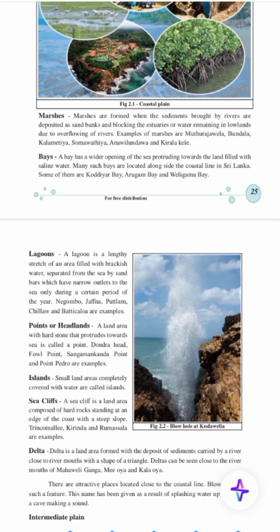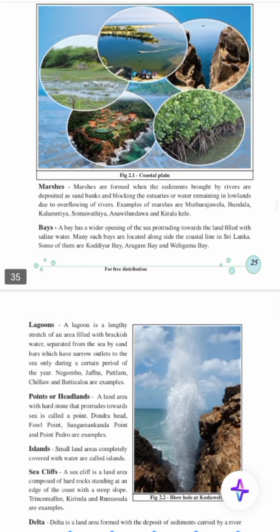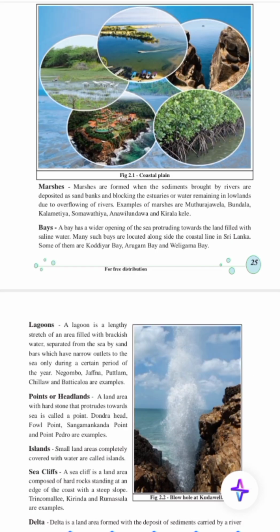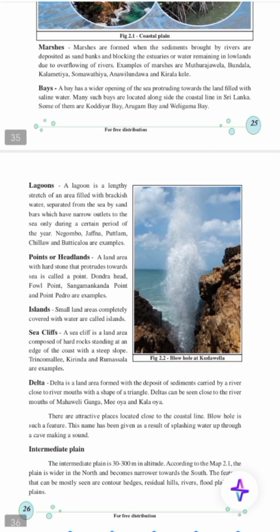Bay. A bay has a wide opening to the sea, protruding towards the land, filled with saline water. Many such bays are located along the coastal line in Sri Lanka. Some of them are Kodiyar Bay, Arugam Bay, and Veligam Bay. If we take the bay, it is a wider opening of the sea protruding towards the land, filled with saline water. Now you can see here from this picture what a bay is.